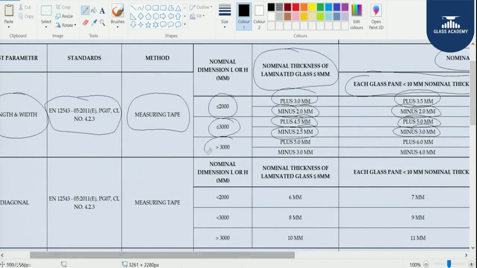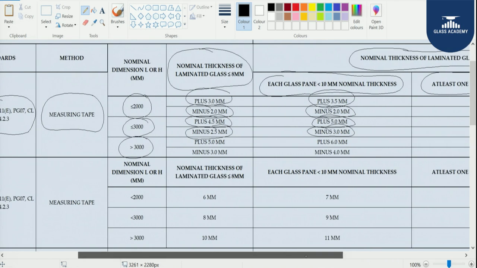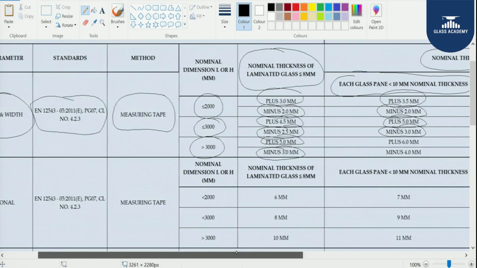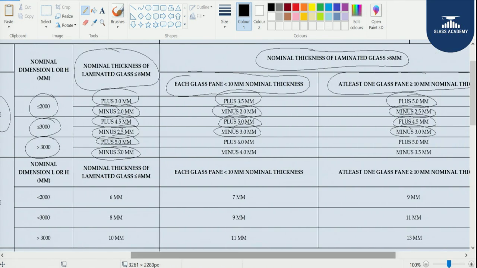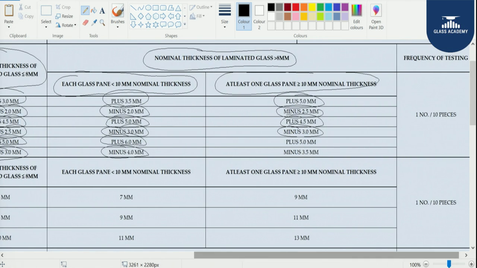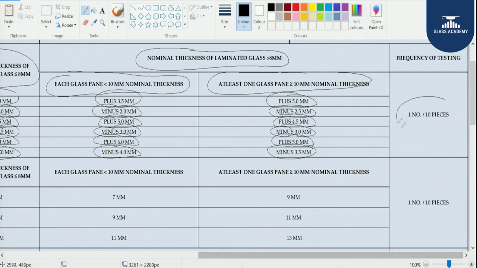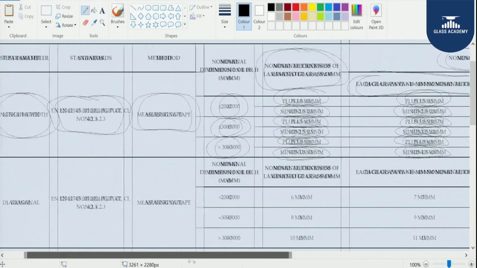In a similar way, if my panel size is more than 3000 mm and the nominal thickness of the laminated glass is less than or equal to 8 mm, plus 5 mm is allowed and minus 3 mm is allowed as per the standard EN12543. And for each pane of glass less than 10 mm nominal thickness, plus 6 mm is allowed and minus 4 mm is allowed. In a similar way, if at least one glass pane is more than or equal to 10 mm nominal thickness, plus 5 mm is allowed and minus 3.5 mm is allowed, and the frequency of testing shall be 1 number in every 10 numbers.